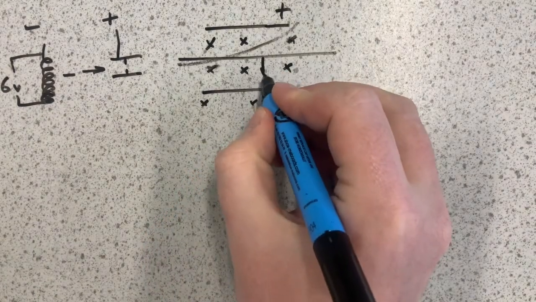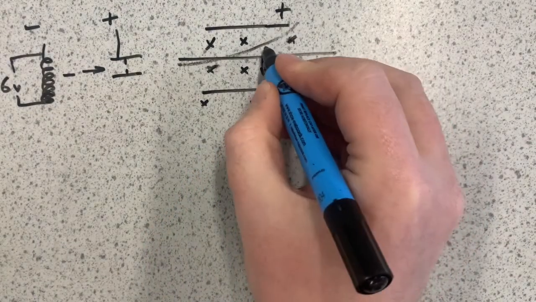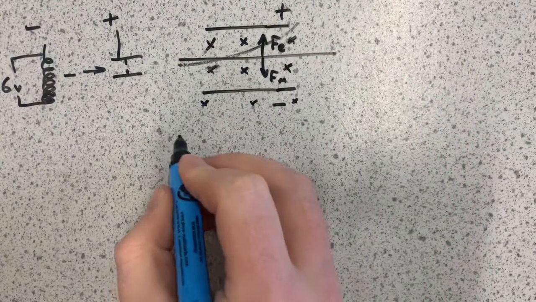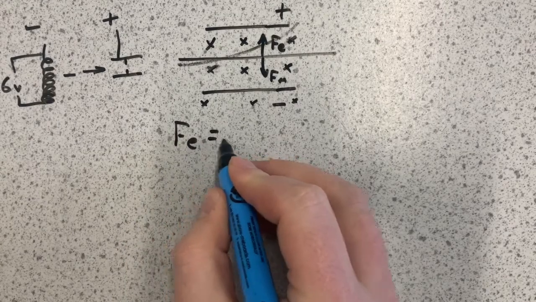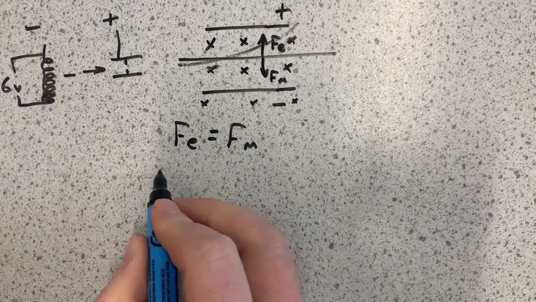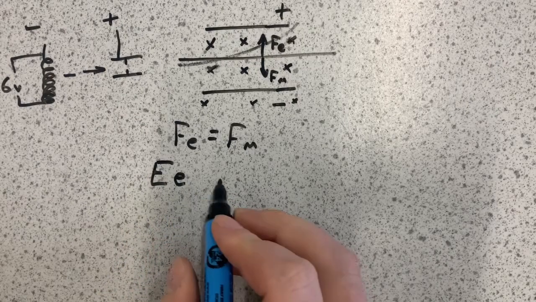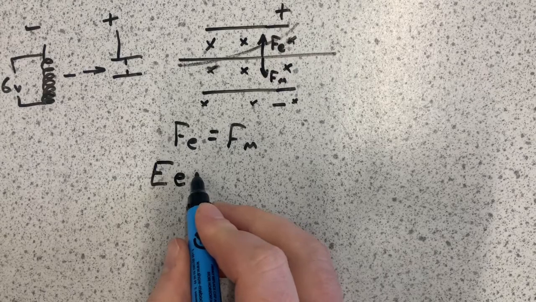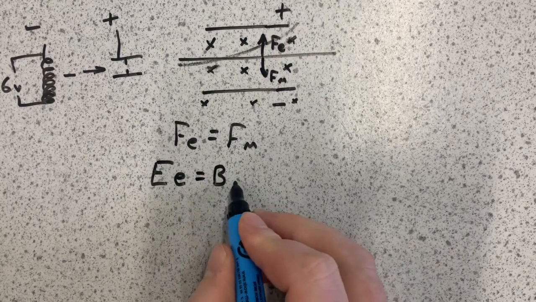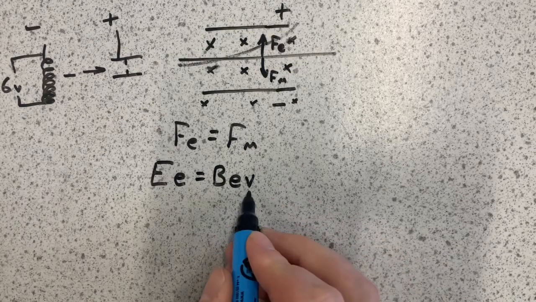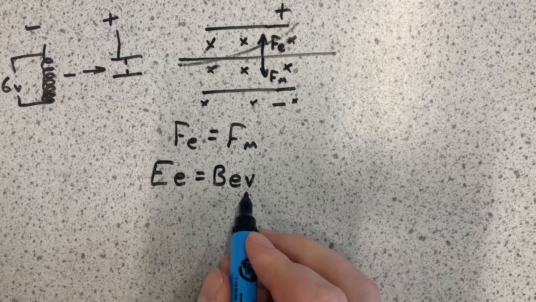It will be straight when the force from the magnetic field is equal to the force from the electric field. So if I'm writing that out here, force from the electric field equal to the force from the magnetic field. The force from the electric field will be the electric field strength times the charge on an electron. And the force from the magnetic field will be the magnetic flux density times the charge on an electron and multiplied by the velocity of that electron. There's a little v here.